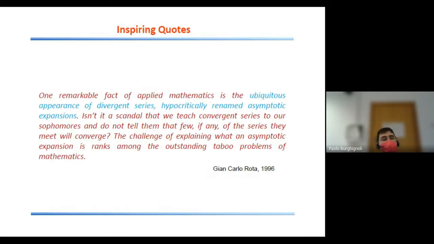Okay, we will now stop to read some inspiring quotes about this fact that the series we are going to use and to study is not a convergent series. Here you can see an amusing one by the mathematician Gian-Carlo Rota about divergent series.